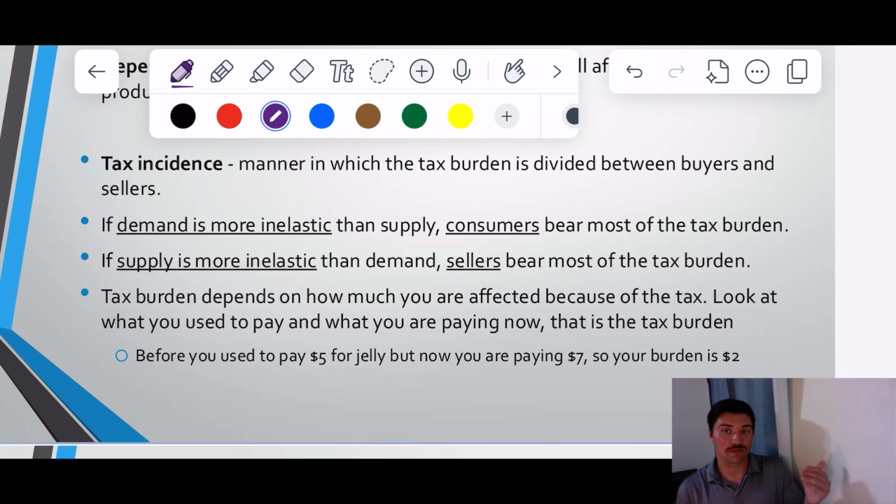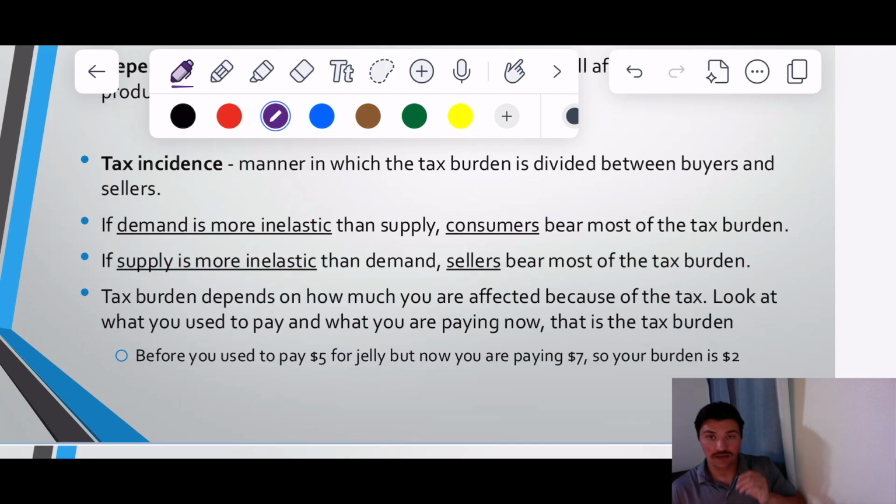We talked about this before, where we had a $5 tax on a t-shirt, where you used to buy the t-shirt at $20, but now you have to buy the shirt at $23, right? So now you're paying an extra $3 for the shirt, and so your tax burden is $3. Now the producer used to get $20, but now they're only getting $18 for the shirt, so they're losing $2. So that is the consumer burden, the extra price you're paying, and the producer burden is how much they're losing.